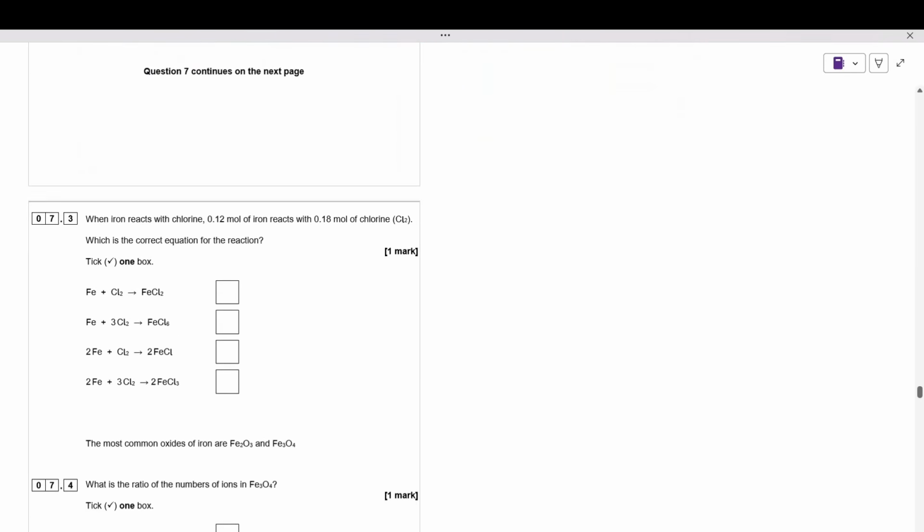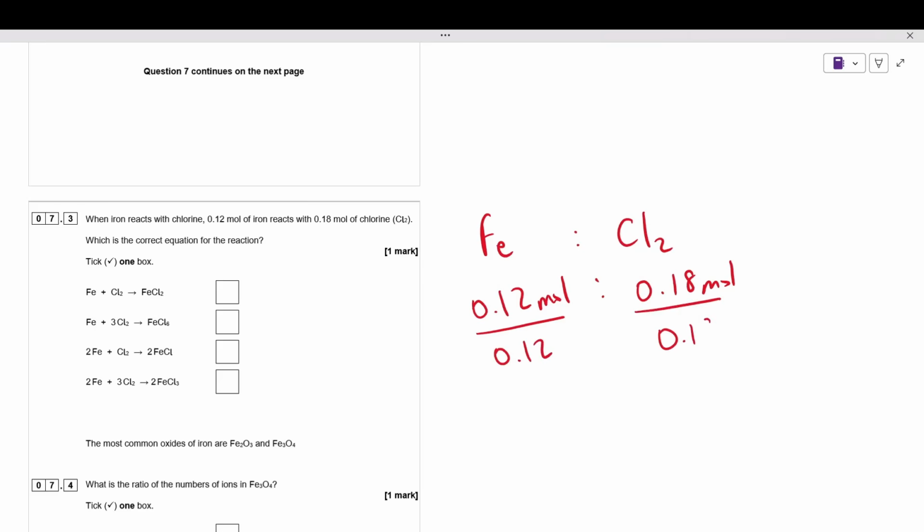Okay, so for this question, 7.3, when iron reacts with chlorine, right, so we're going to have 0.12 mole of iron and it reacts with 0.18 mole of chlorine, which is the correct equation for the reaction. So we're going to just use moles, really. So we have iron. Let's look at the iron to chlorine, Cl2, ratio. So if we have this as 0.12 moles to 0.18 moles, right, we're going to try and see if we can get whole numbers. So divide this through by 0.12, which is the lowest number, 0.18.